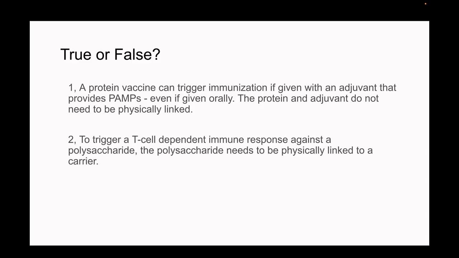Second question, this is something that I said pretty clearly. Yes, to get the T-cell dependent response, you do need the linking of the polysaccharide, because you need to be able to present the antigen, and only peptides are presented, not sugars, not oligo or polysaccharides. If you only give the polysaccharide as a vaccine, then you will only get the T-cell independent response.